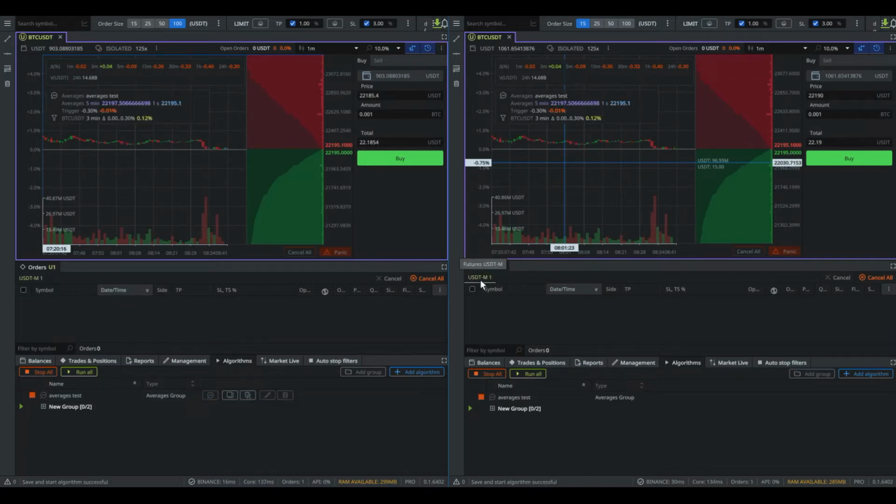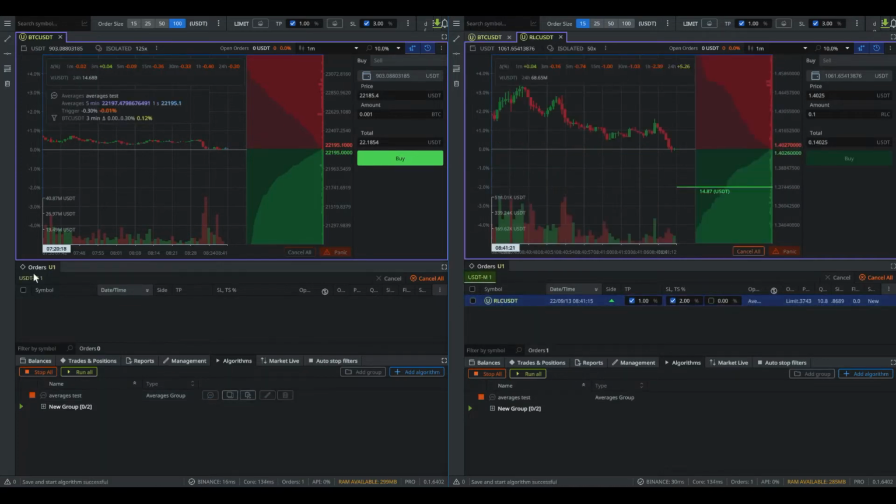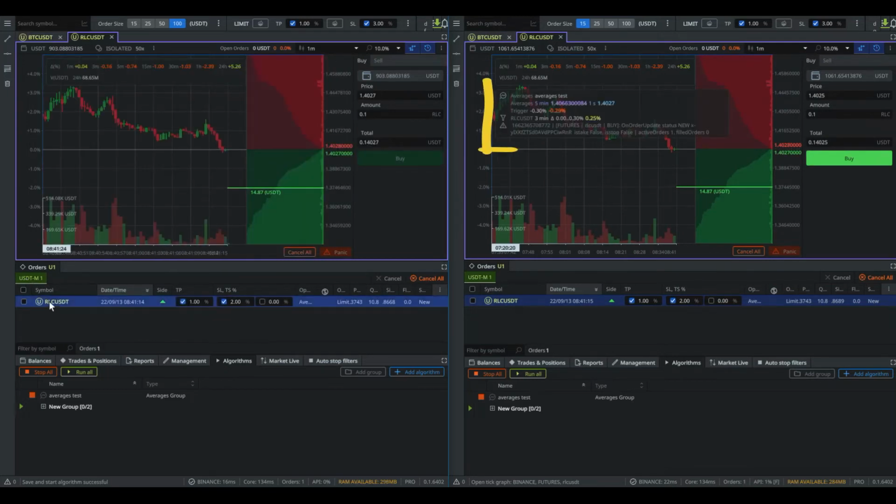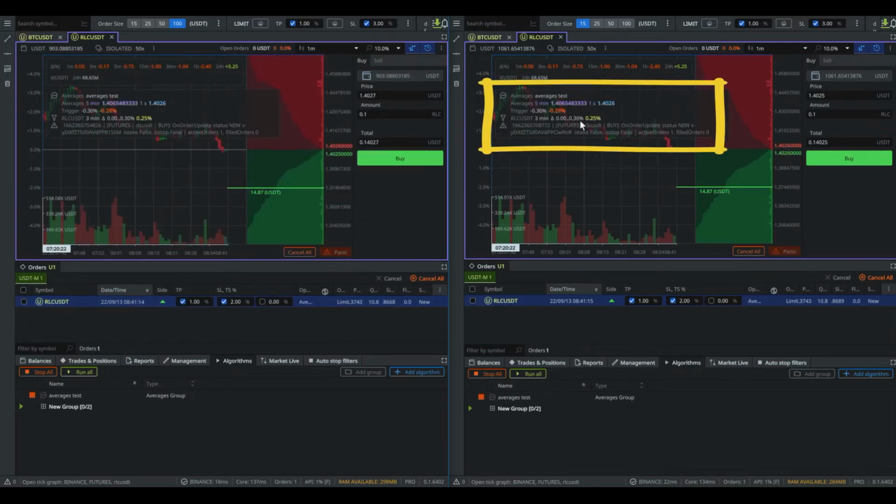Also, for a better understanding of how the algorithm works, use the algorithm profiling. It shows us the parameters set in the algorithm such as long and short period, trigger distance and delta filters if we use them.